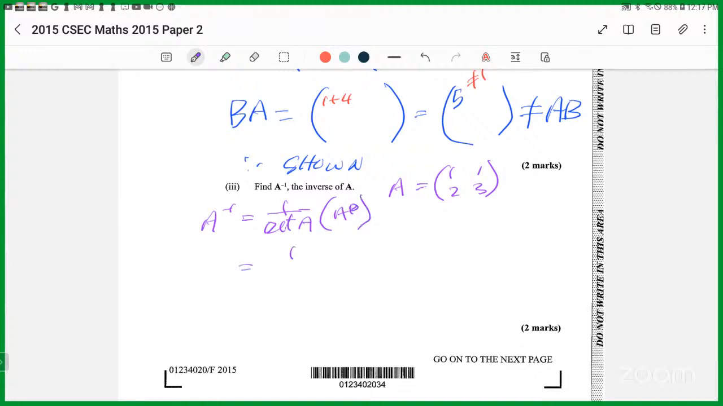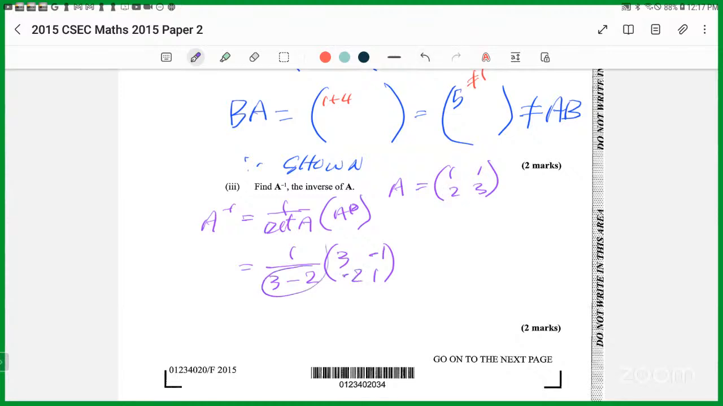So it's 1 over the determinant, which is this product. First diagonal product is 1 times 3 is 3, minus this product. Second diagonal product is 1 times 2 is 2. Multiply by the adjoint. So you interchange the elements on the first diagonal. So 1, 3 becomes 3, 1 down the diagonal. Leave these two values where they are on the second diagonal and change the sign. This 1 becomes negative 1 up here. This 2 becomes negative 2 down here.